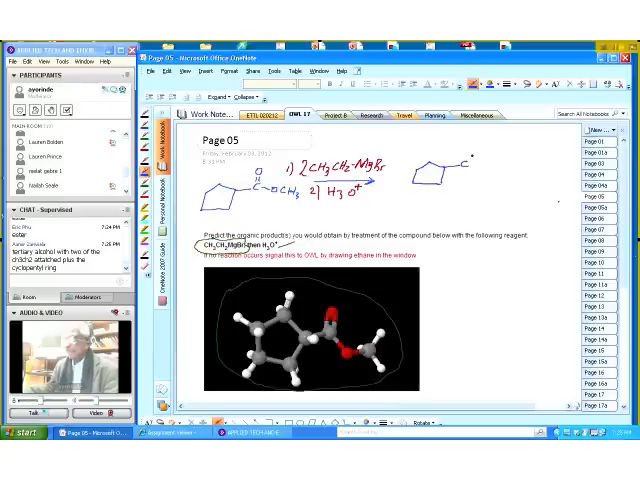So we have this here. I'm going to change the color of my pen. CH2, CH3, and here we have CH2, CH3, and we know that the hydrogen comes from the hydronium ion. So therefore, we are reacting a Grignard reagent with an ester, and we obtain a tertiary alcohol, in which the two alkyl groups of the tertiary alcohol are coming from the Grignard reagent.